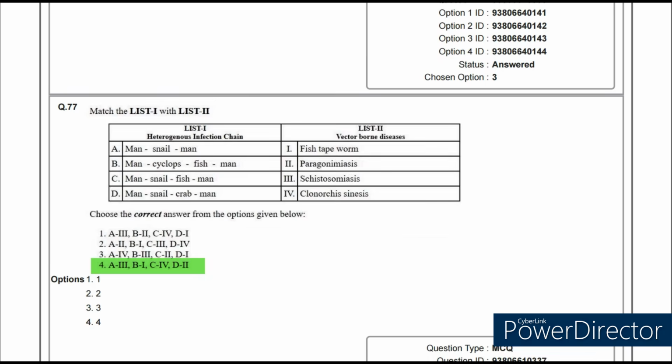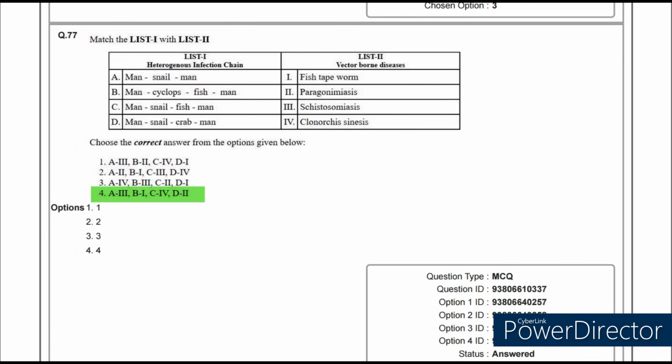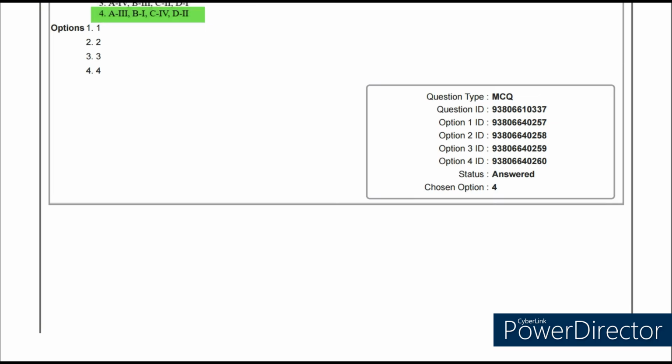And now coming to question number 77, which is a match the following question on heterogeneous chain infection and vector-borne diseases. Option A is very easy, that is schistosomiasis, and there are only 2 options that are starting with A3. So in both options, C is given as 4. So you don't need to check C. So now option D can't be fish tapeworm as there is only snail and crab as intermediate hosts. So the final correct answer is option 4. So A3, B1, C4 and D2. That's how you can save some time.